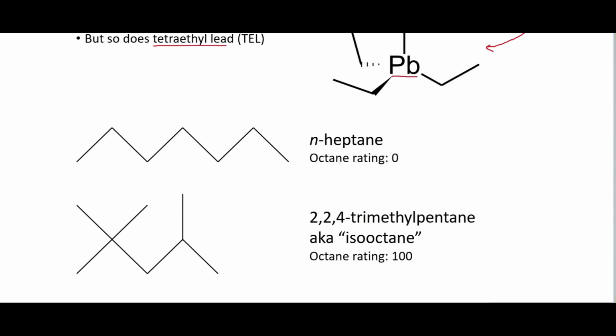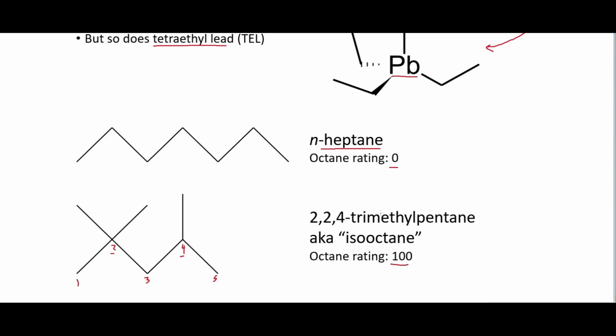And so the octane rating goes between 0 and 100. Heptane has an octane rating of 0, where this here has an octane rating of 100. And it's actually 2,2,4-trimethylpentane. So we have a pentane backbone here. So we have 1, 2, 3, 4, 5. Then we have 2 methyls here on the second carbon and 1 on the fourth.